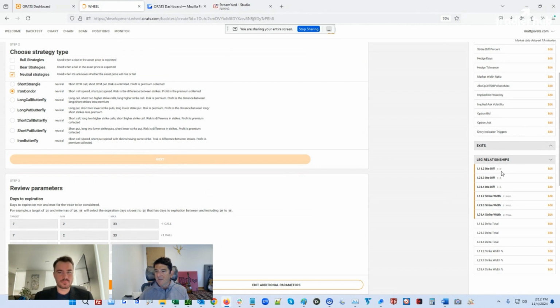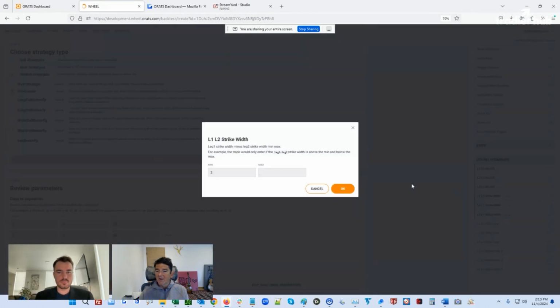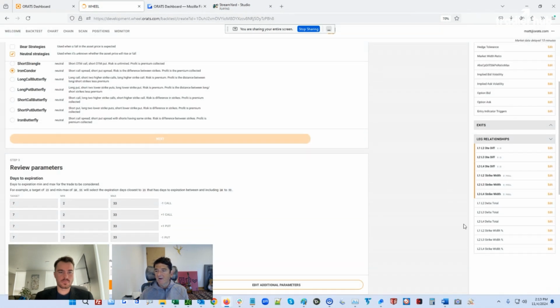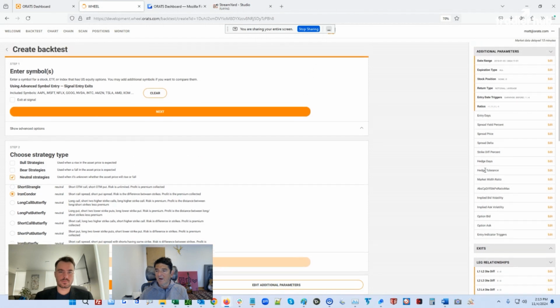How the DTE diff on this one in an iron condor or a reverse iron condor, you want to have the same expirations. If you did a calendar trade, those would be different, because you'd want to trade different expirations. But in this one, they're the same. In this one, the strike width, you would set this up. It's leg 1 strike minus leg 2 strike, and so that's a minimum and maximum. So you set up the strike widths, and those are already all set up for you.